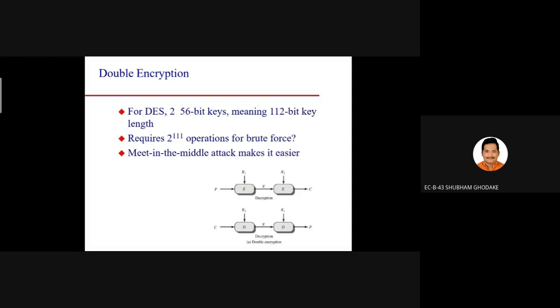Simply, double encryption means we perform the encryption two times. First we do the encryption using key 1, and the same encryption we perform using key 2. That way we can secure our data. Instead of one time we perform the encryption two times, that's why it is called double DES. We generate the ciphertext from the plain text using the encryption technique, and we recover our plain text from the ciphertext using the decryption technique.